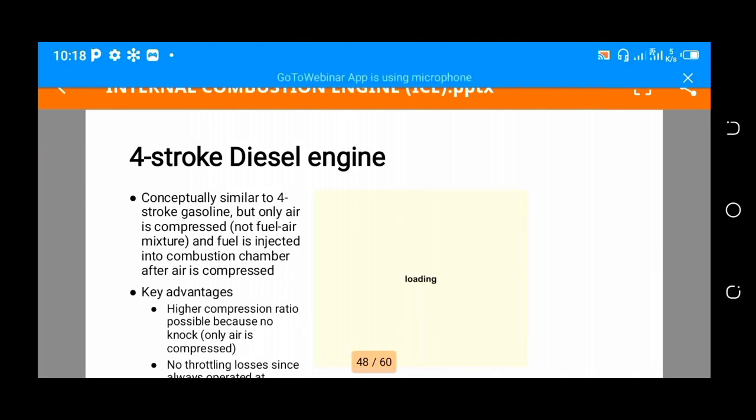Less expensive. Now, one of the comparisons again is that it produces more pollution. The four-stroke engine produces more pollution, but the two-stroke engine produces less pollution. Later, we'll come back and pick them one by one, so I'll go through them in detail.